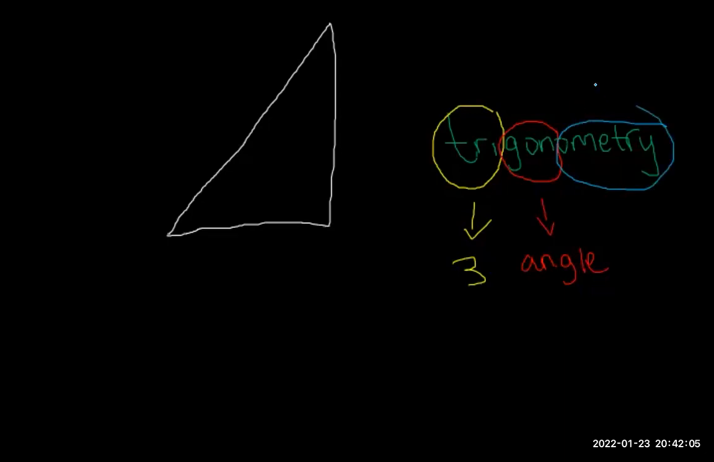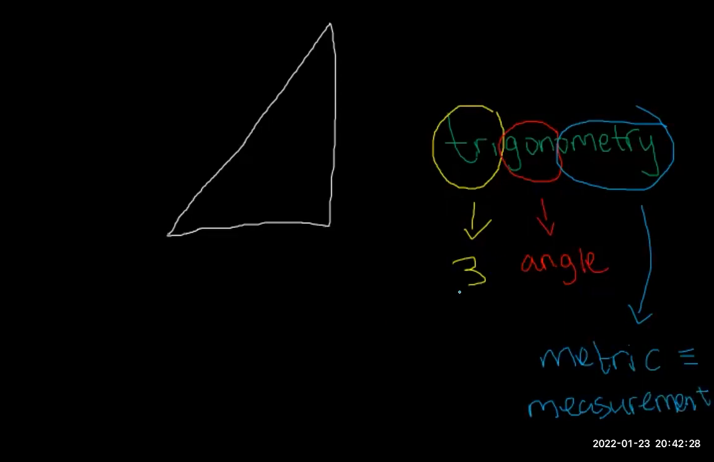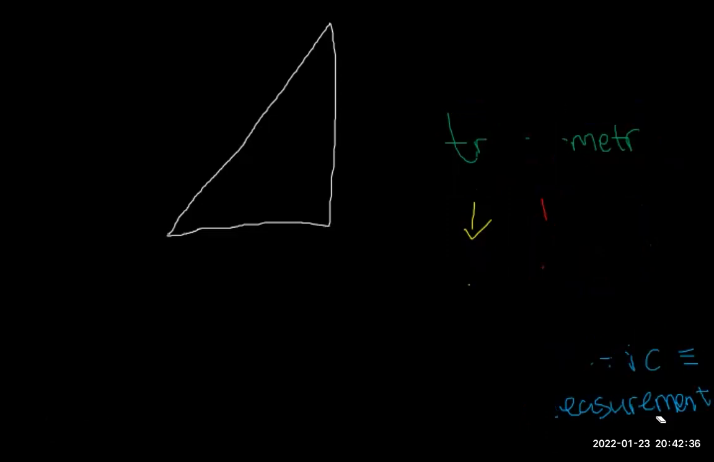Trigonometry. What does "metry" sound like? Metric, like measurements. Yeah, lovely. Measurements. So that's why trigonometry means the measurement of three angles or triangles. Just the study of triangles and all of that, right? So let's go back to what we were doing. That's just a little history thing there.